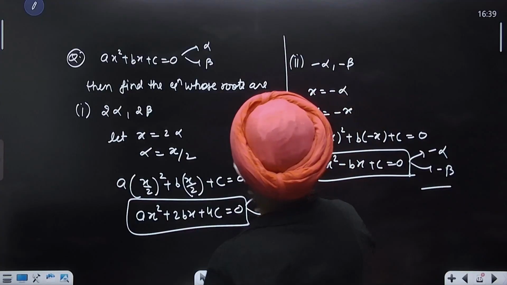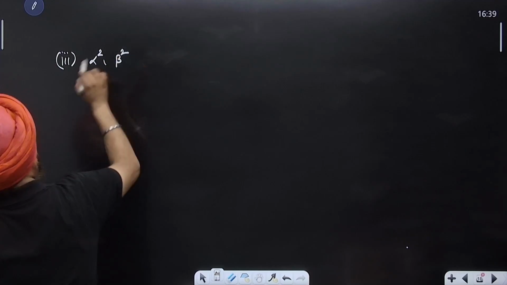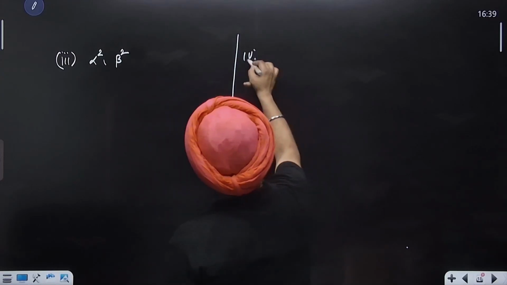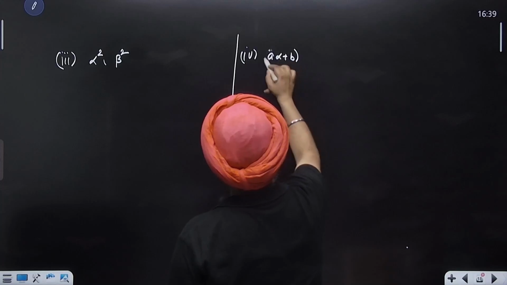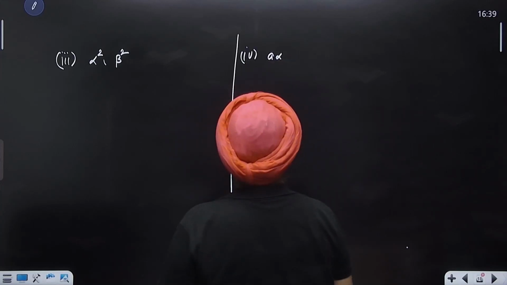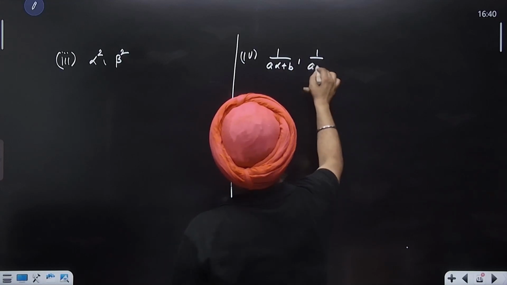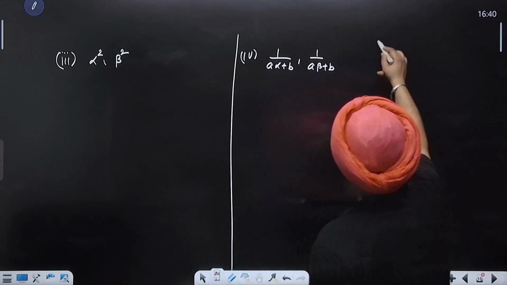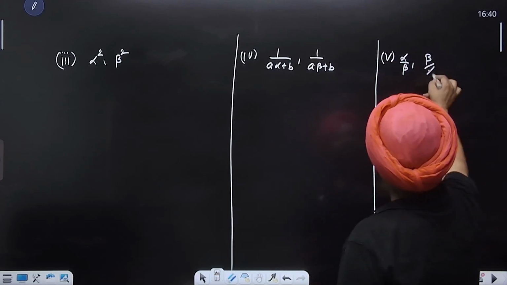Let's expand this question. Third part is whose roots are alpha square, beta square. Fourth part is whose roots are 1 upon a alpha plus b, 1 upon a beta plus b. And the last part, whose roots are alpha by beta and beta by alpha.